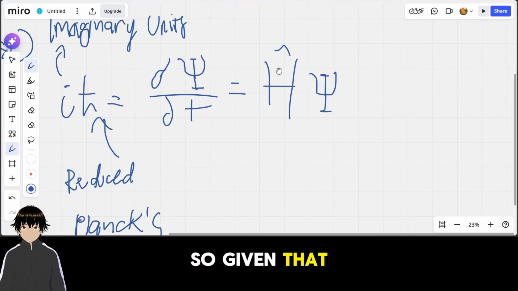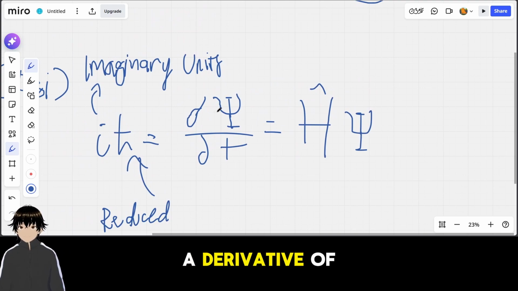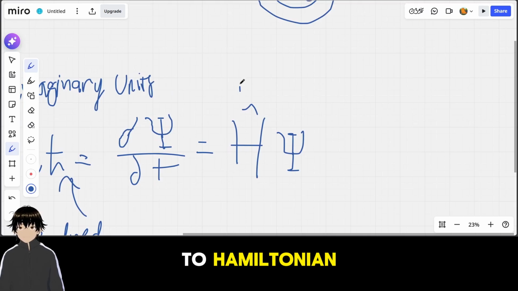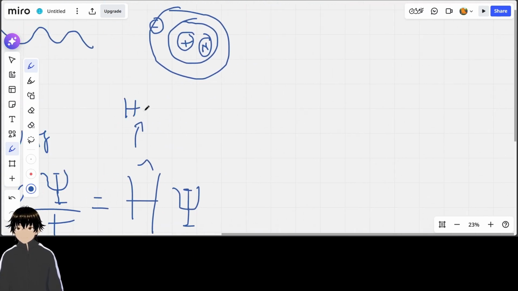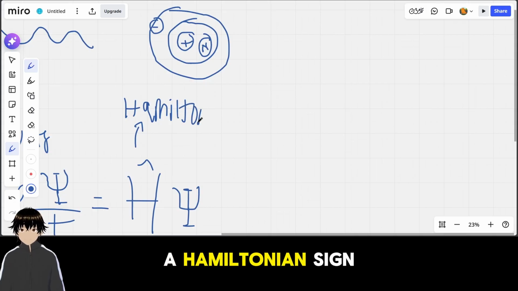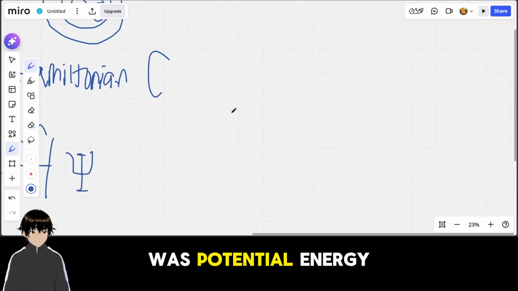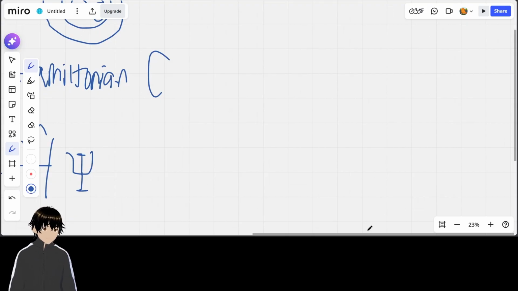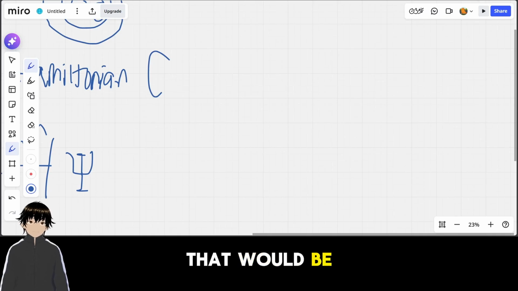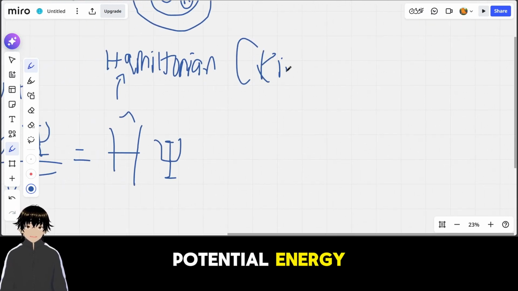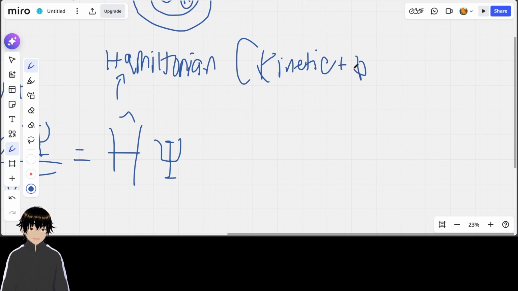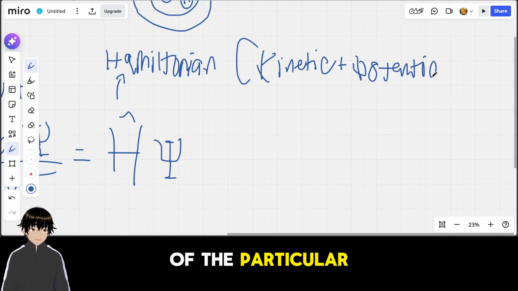Given that, this is a derivative of the wave function over time, basically monitoring the changes of the wave over time. This is equal to the Hamiltonian. So what is a Hamiltonian? This is the Hamiltonian sign. I believe it was potential energy and kinetic energy. Yes, I would be correct. That would be the kinetic plus potential energy of the particular particle.